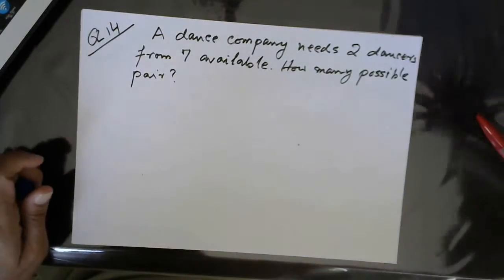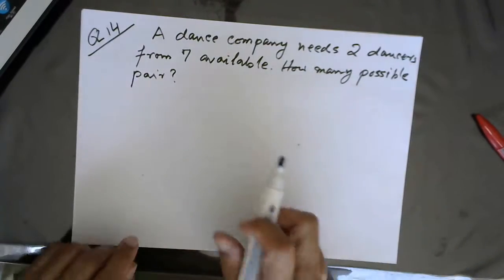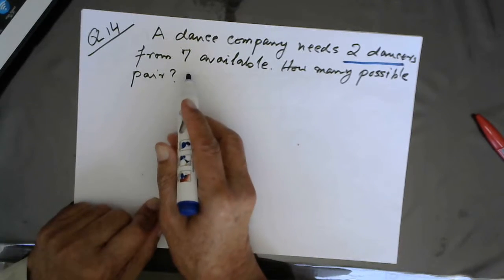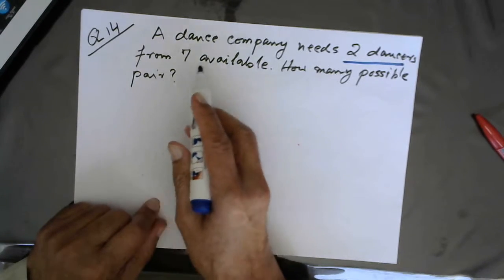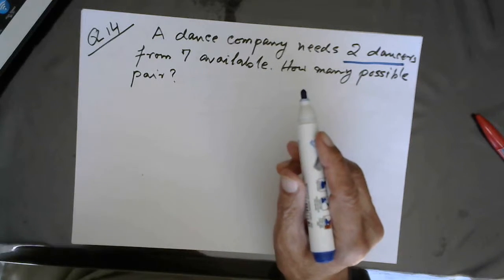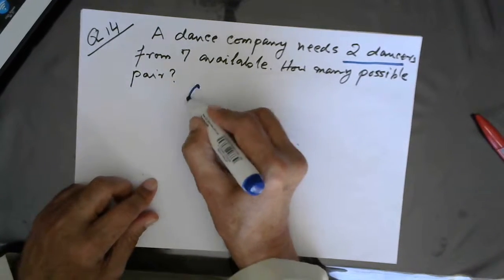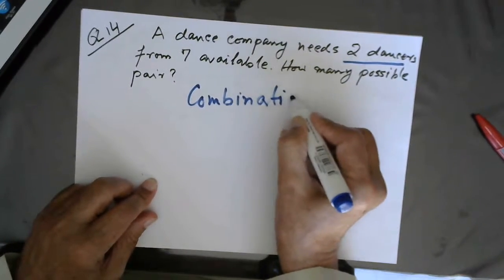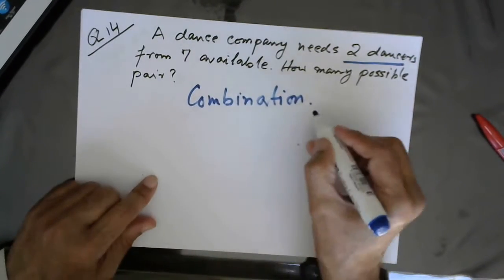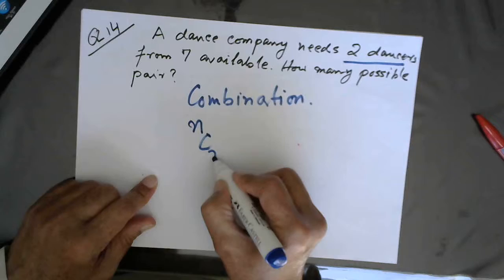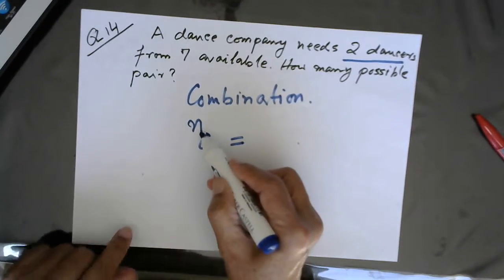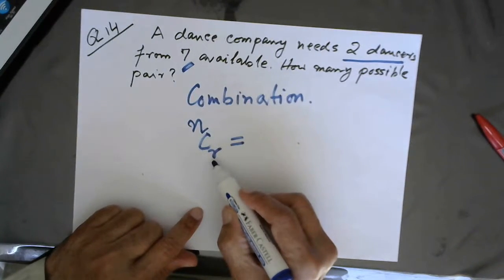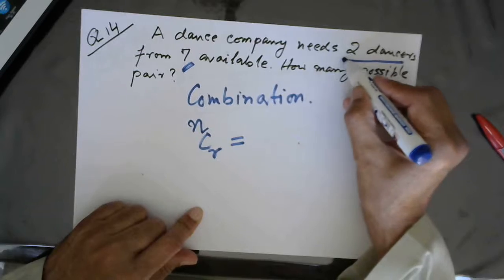That was number 13. Number 14 is a dance company needs 2 dancers from 7 available. 7 dancers are available and they need only 2. Well, I'm sure you know this is a problem of combination, which is written symbolically as nCr, where n is the number of items available, in our case it is 7, and r is the number of items to be selected, in our case it is 2.